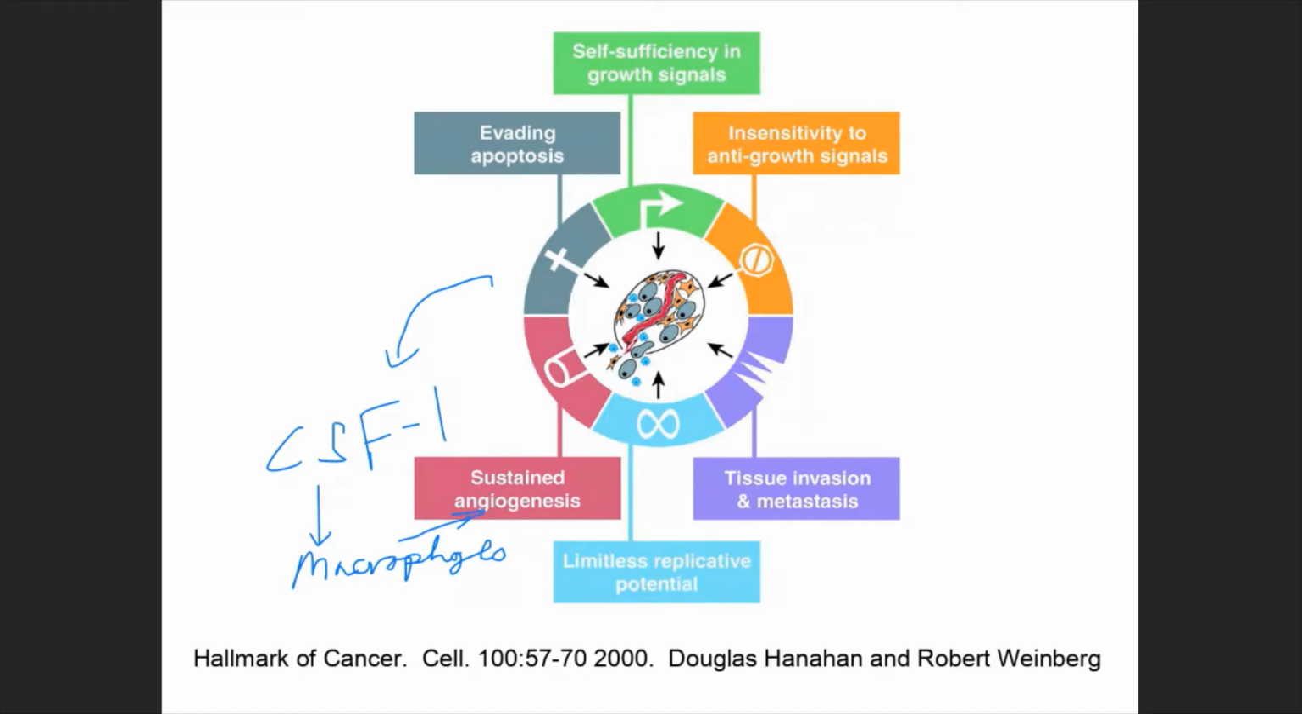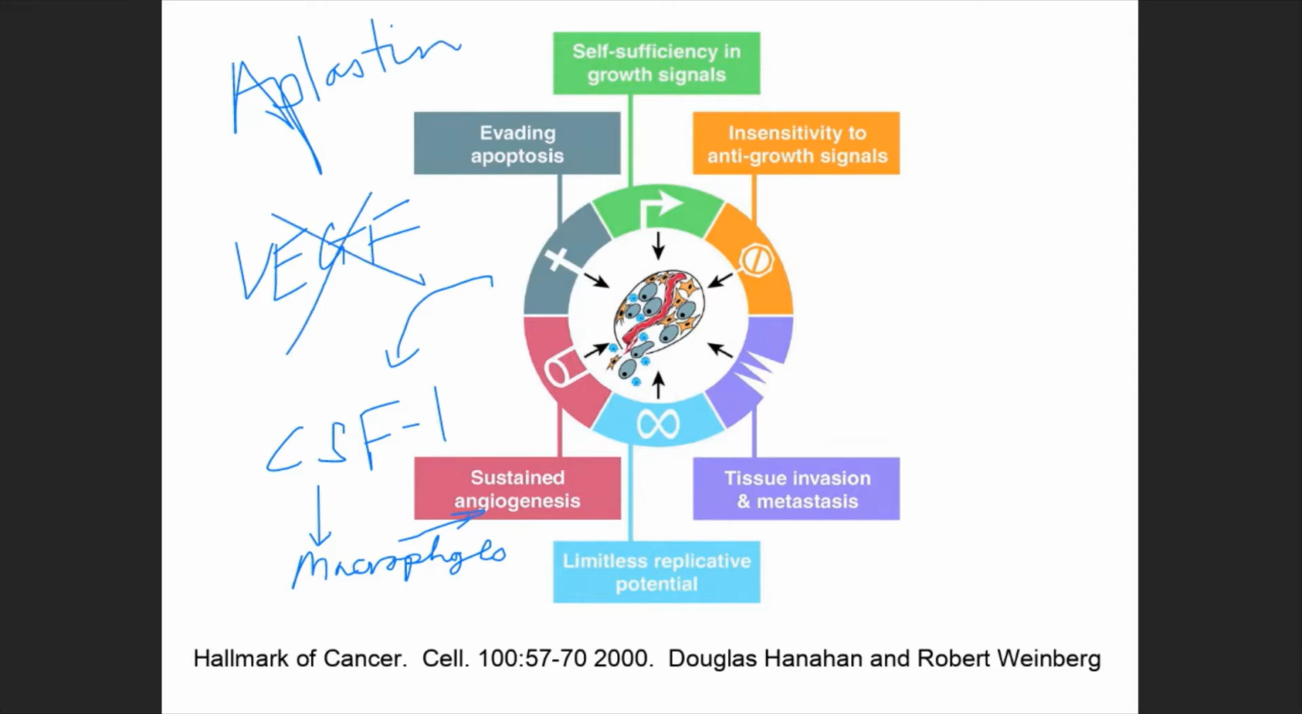And angiogenesis requires another growth factor. It's called VEGF, for vascular endothelial growth factor. VEGF is important for angiogenesis, and Avastin is the drug that is often used to block the effect of VEGF.